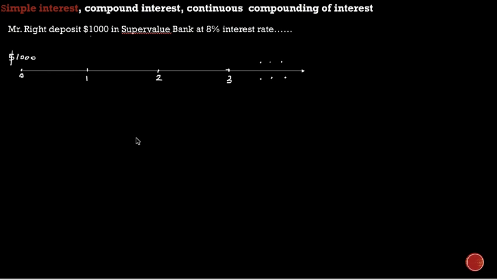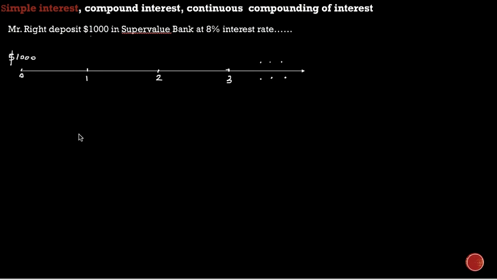$1,000 in Super Value Bank at 8% interest rate. What will he get in the future? The Super Value Bank has three ways to accumulate or calculate Mr. Right's money. One is simple interest. The second is compound interest. The third is continuous compounding of interest.